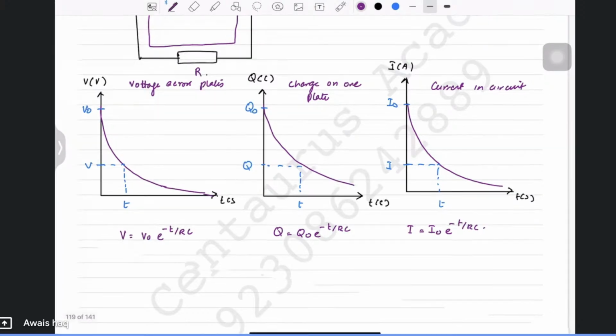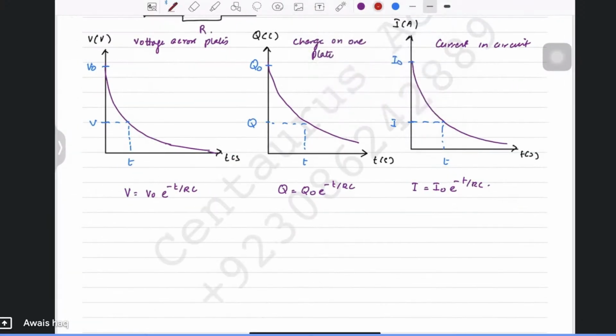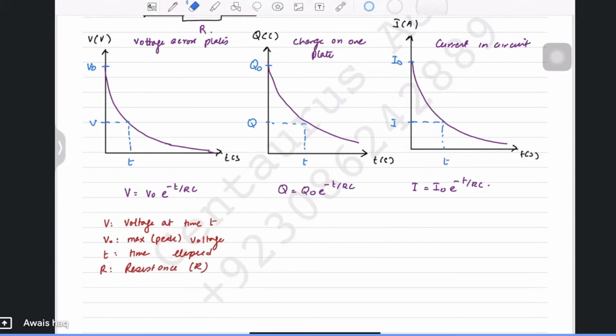Alright, so I'm going to write the things there. V is the voltage at time t. V naught is the maximum, you can also say peak voltage. T is the time that has elapsed, and R is the resistance that was in the circuit, and C is the capacitance. The rest of the quantities also follow the same pattern. You just need to remember that.